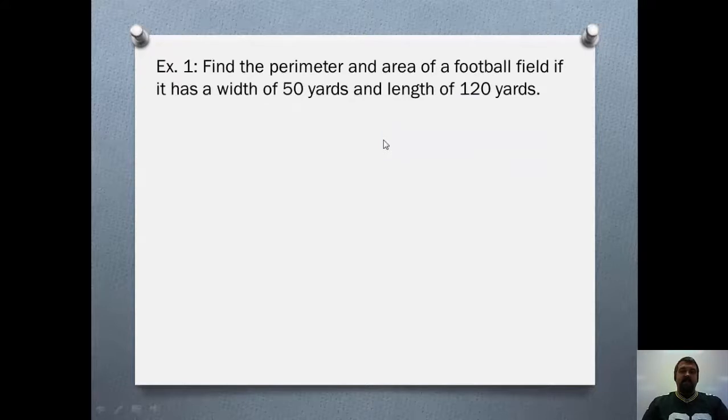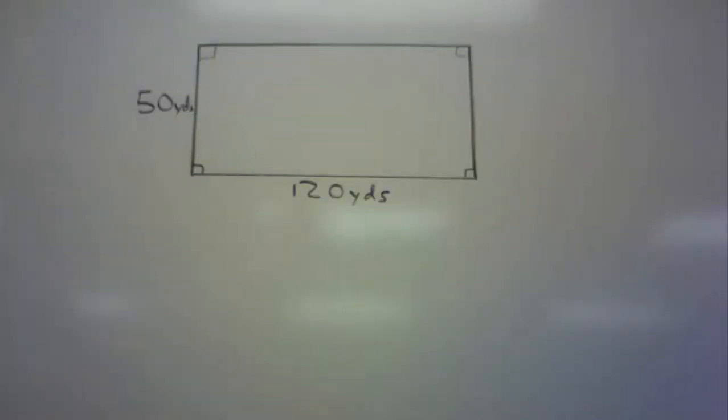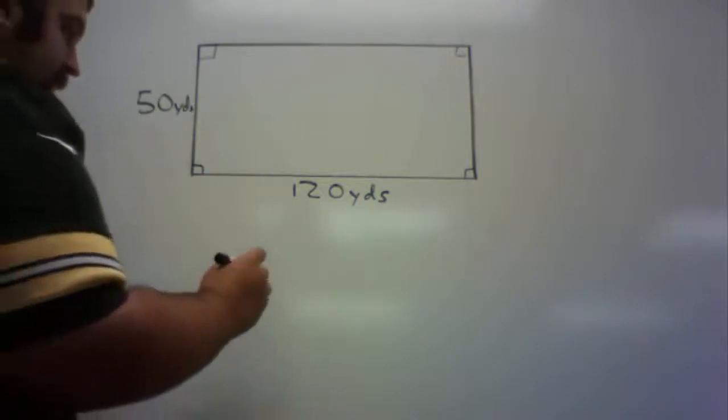When I look at this, it says find the perimeter and area of a football field if it has a width of 50 yards and a length of 120 yards. The very first thing I do when I'm given a word problem is I draw a picture. This is my football field. I've labeled the width as 50 yards and the length as 120 yards, and it's a rectangle. If I'm trying to find the perimeter of a rectangle, I have to remember my formula.